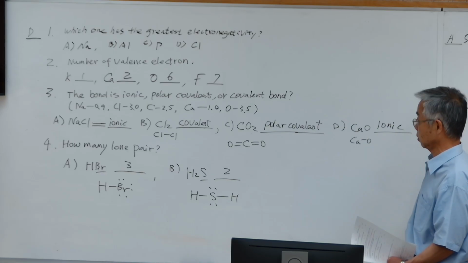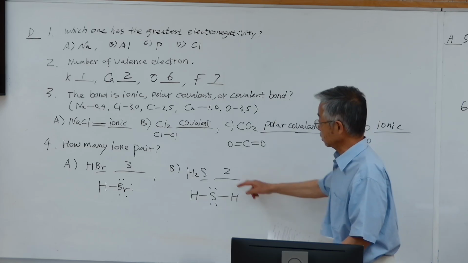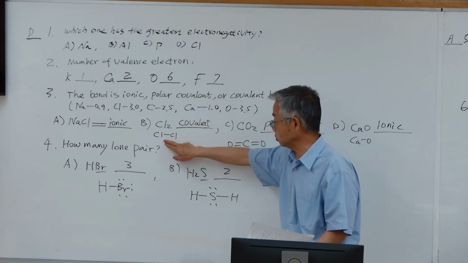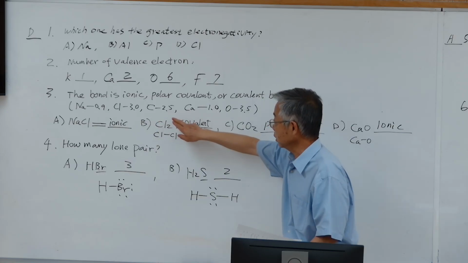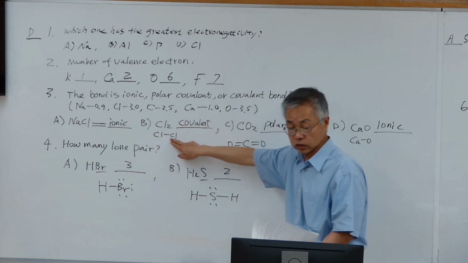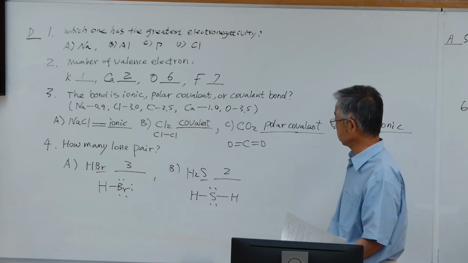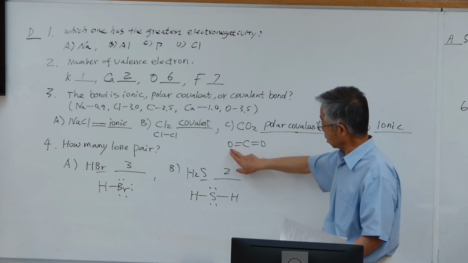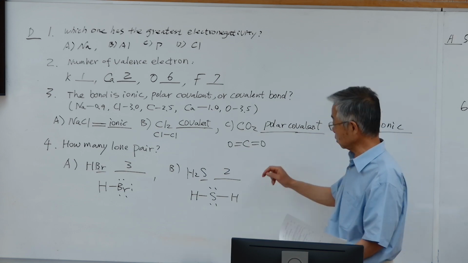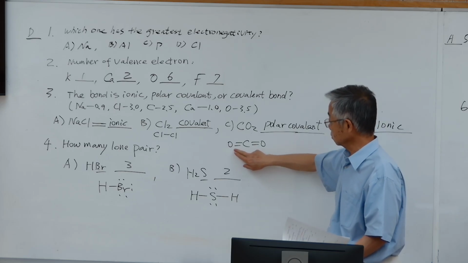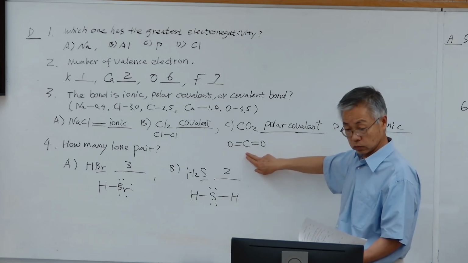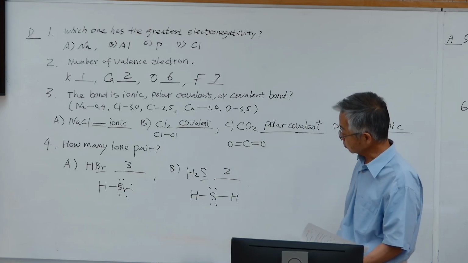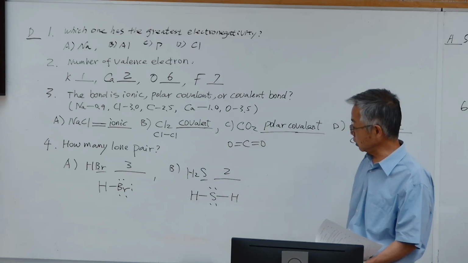This is an ionic bond. And this chlorine gas is a bond between chlorine atoms. So definitely you don't need to use the electronegativity because this comes from the same element. So covalent bond. Carbon, oxygen. Carbon is a non-metal. Oxygen is also a non-metal. This is a polar covalent bond because this comes from two different non-metals, right? So polar covalent bond.